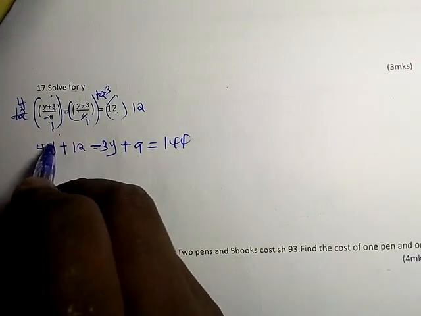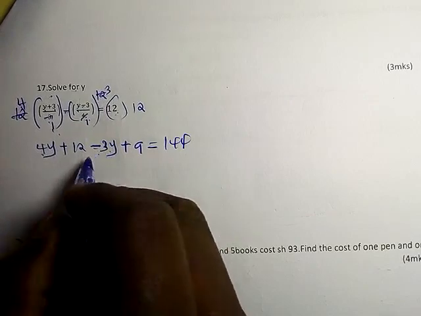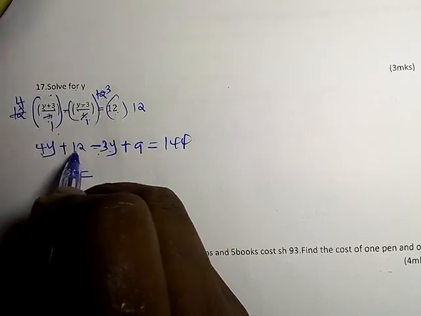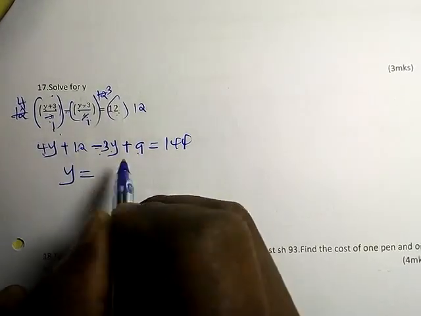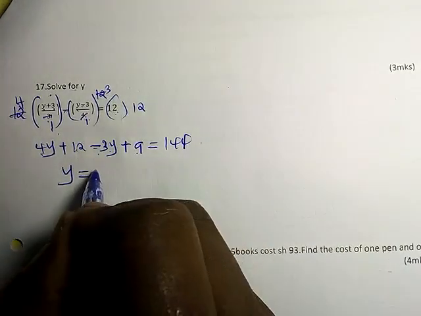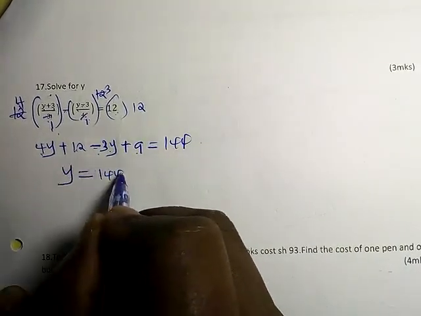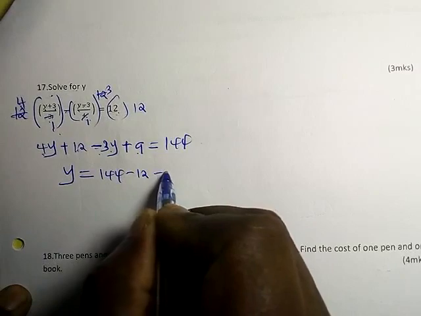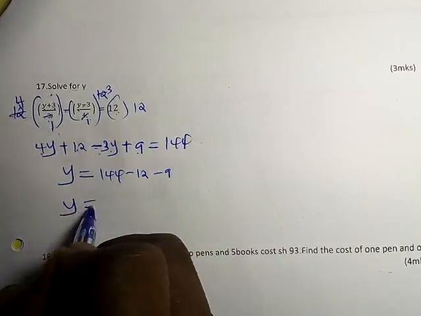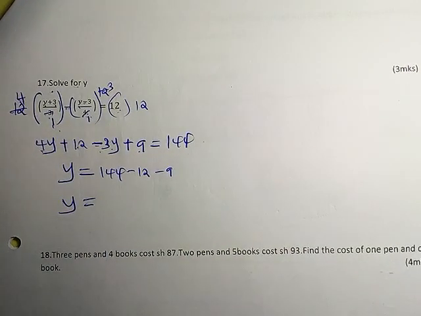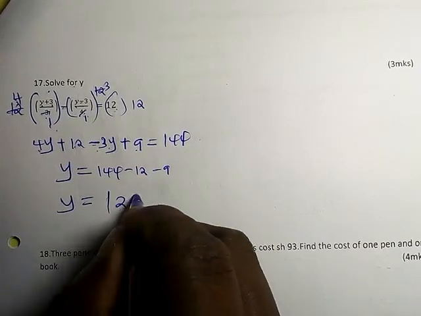So like terms together, 4y minus 3y, the answer is y equal to 12 plus 9, and then take it to that side. So this is 144 minus 12 minus 9. So y equal to 123.